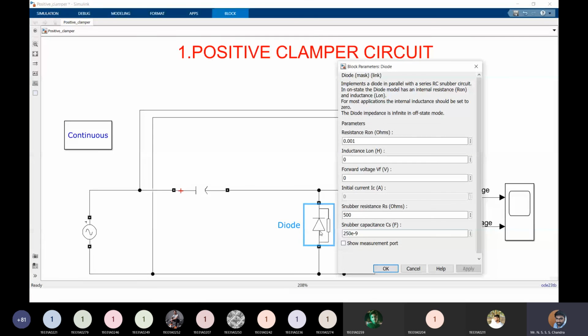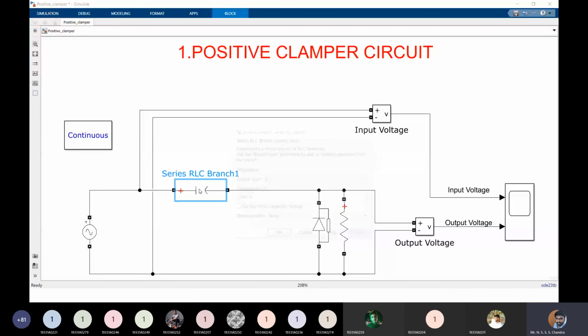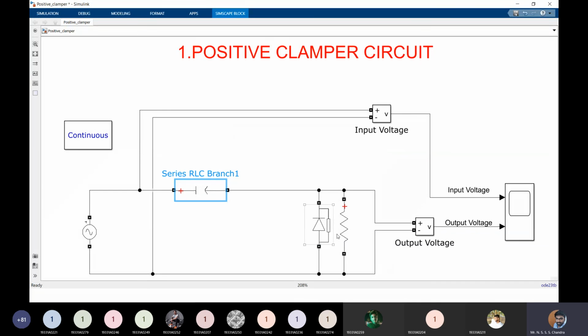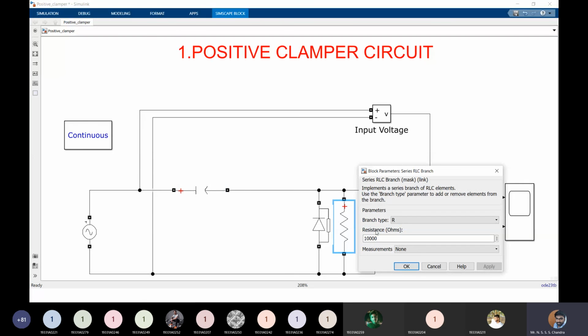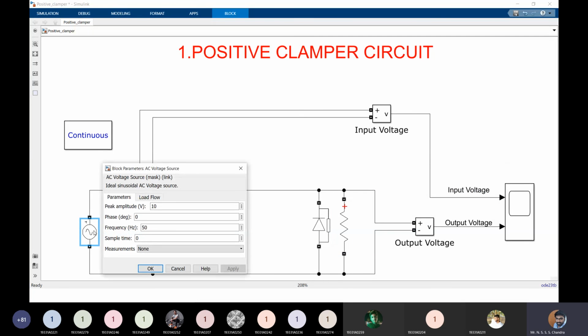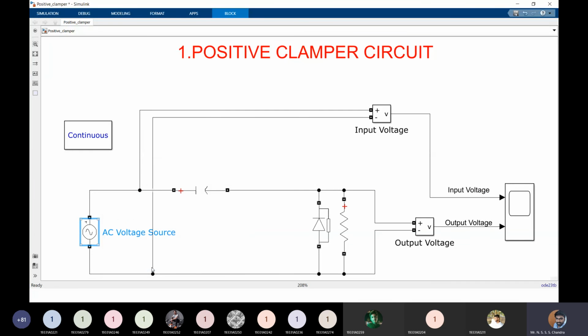You can see that this ideal diode has 0 volts. I'm taking the capacitor value as a large value, 200 microfarad, and then I'm taking a large resistance, around 10 kilo ohms. So this RC value is very large. I'm taking a 10 volts AC voltage source, peak value is 10 volts. I'm taking the circuit parameters such that the product of resistor and capacitance is very large. Then only these clamper circuits are going to work.